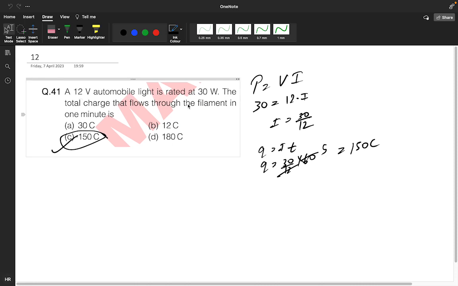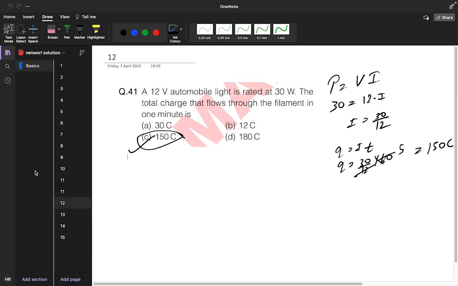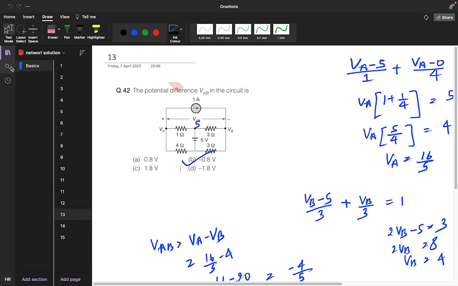Voltage is given, power is given, you need to find the charge flow. P is equal to V into I, so you will get the I value. Q is equal to I into t, in 1 minute. 1 minute means 60 seconds. So you will get 150 coulomb. Okay, these all are GATE questions only.